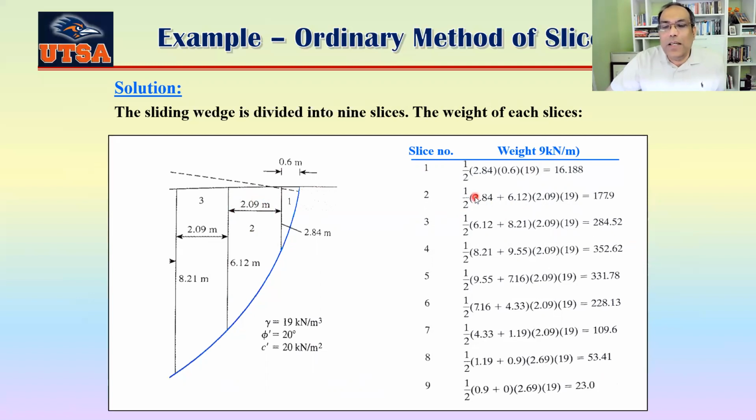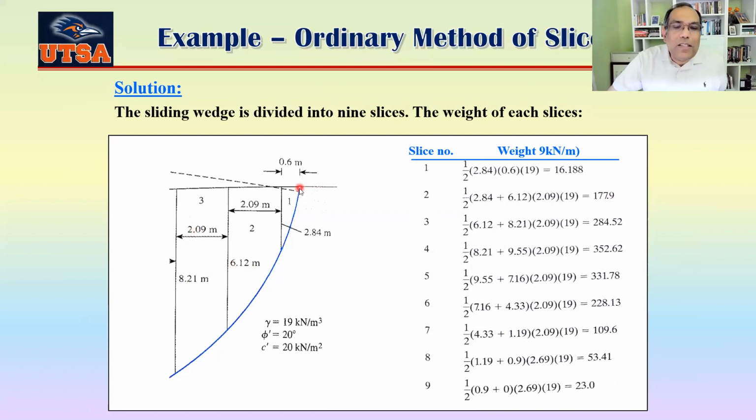So you can see, 2.84 plus 6.12 divided by 2 multiplied by 2.09. And then this is basically the unit weight of soil. So you get 177.9, okay? Then if you think about this one, this one has to be this plus this divided by 2 into this multiplied by your unit weight, okay?